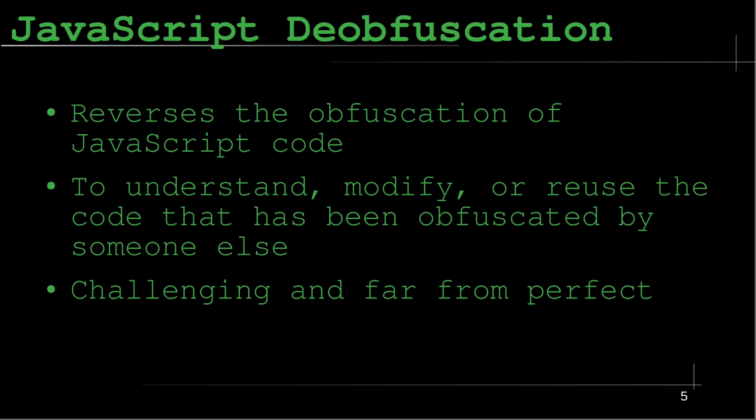This can be useful for various reasons, such as auditing or testing the security and functionality of the code, finding bugs or errors in the code, learning from the code or improving it, extracting sensitive data from the code, detecting malicious or harmful code. However, JavaScript deobfuscation is not a trivial task and it has some challenges, such as that it can be time-consuming or impossible depending on the level of obfuscation, that it can violate the intellectual property or privacy of the original author.